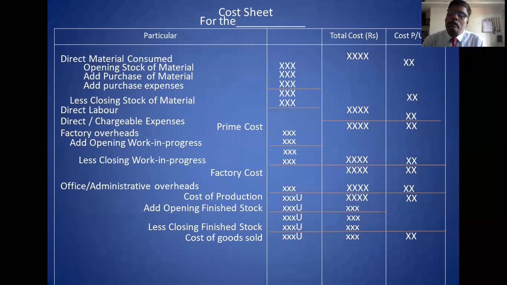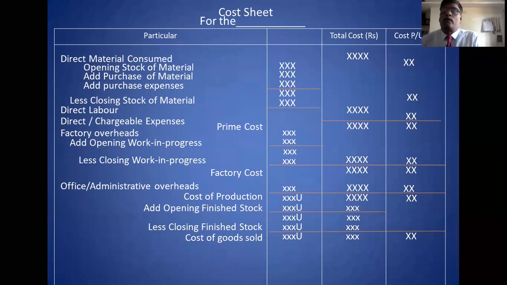So you take the units sold and the total value, and divide the total value by the units sold, not by the units produced. Remember this point. You have to divide the total cost of goods sold by the number of units sold to get the cost per unit of product sold.